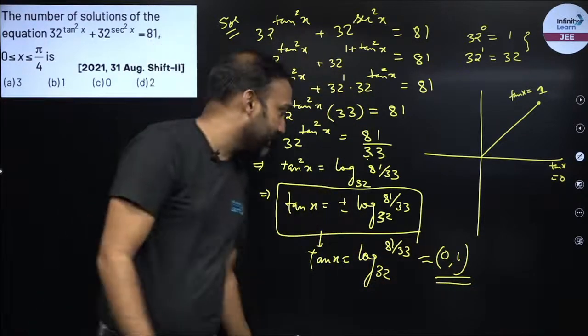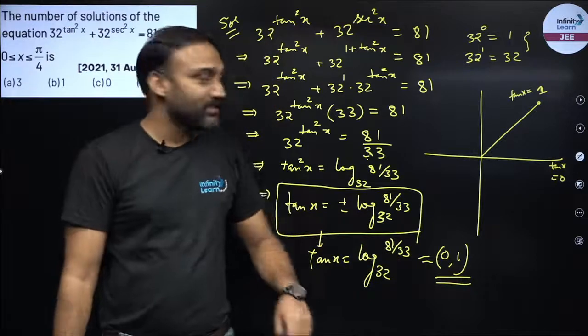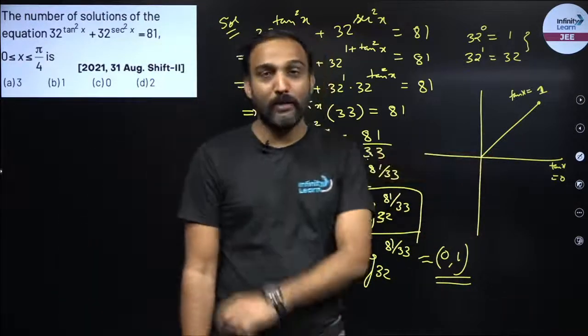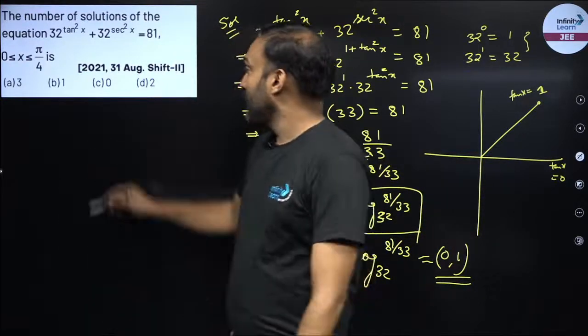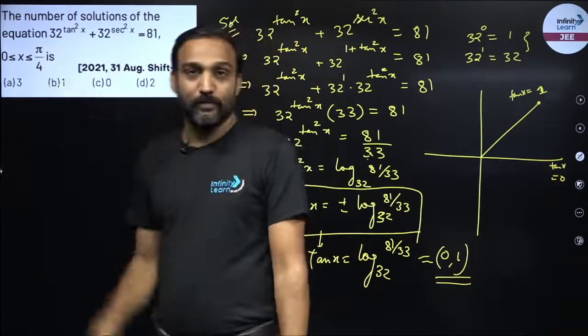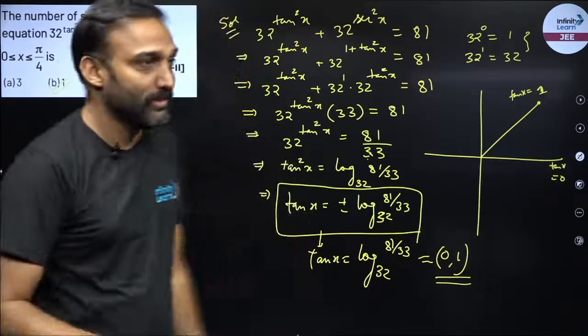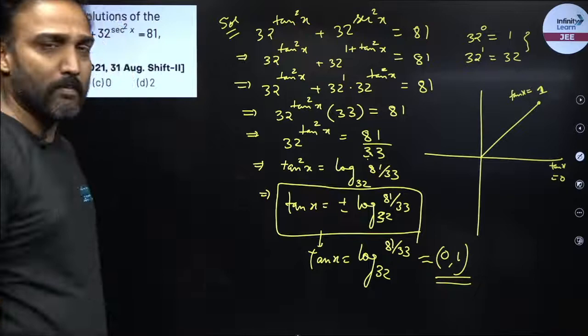Hence I know tan x is a fraction over here. If tan x is a fraction over here, between 0 to pi by 4, I'll get one solution. Hence I know the answer is option number B. There is one solution. So now we can move on to the next example.